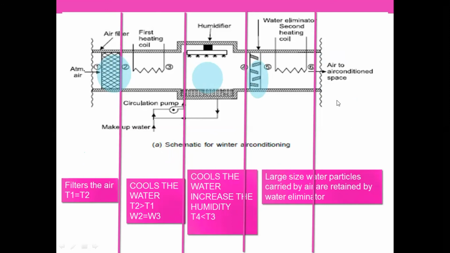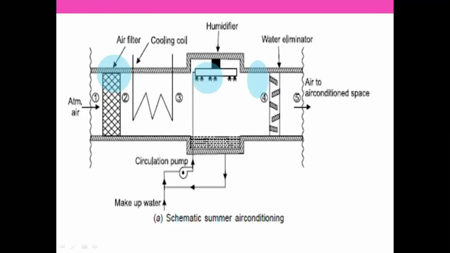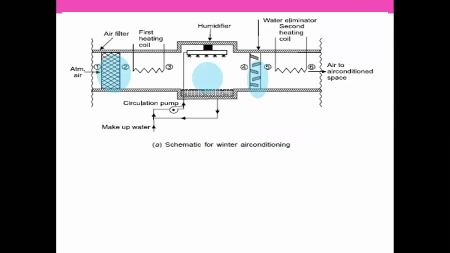If you look at the summer air conditioning system also, we have the same air filter, humidifier, and water eliminator. So this is the final complete diagram of the winter air conditioning system.